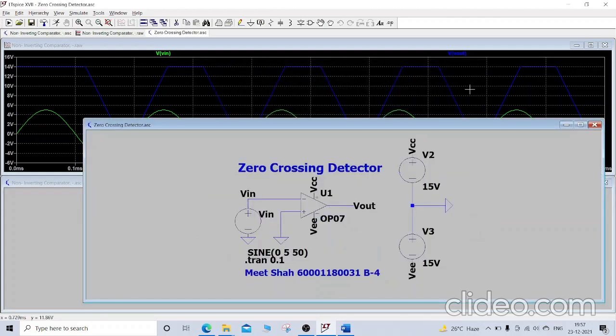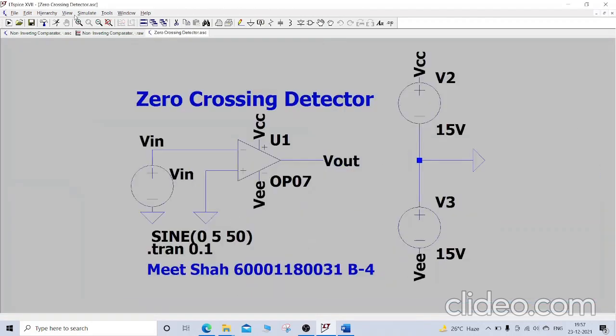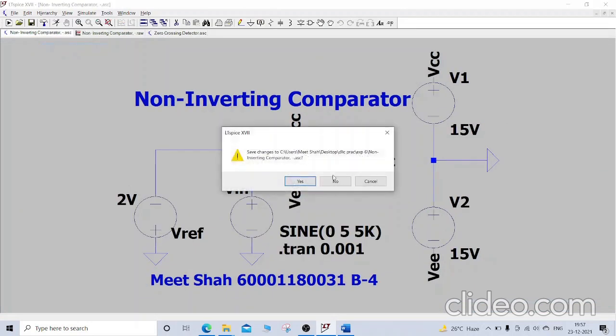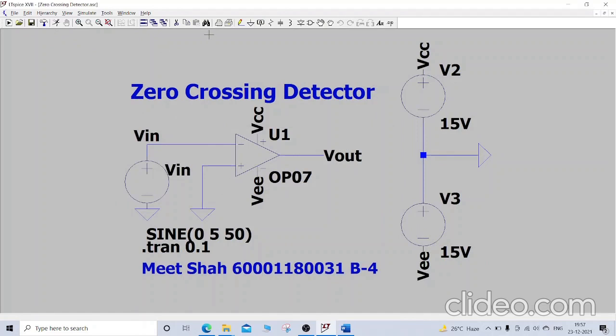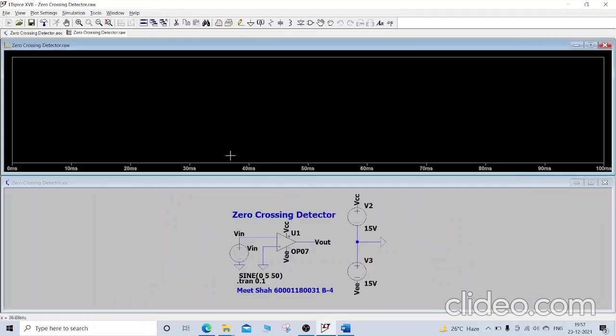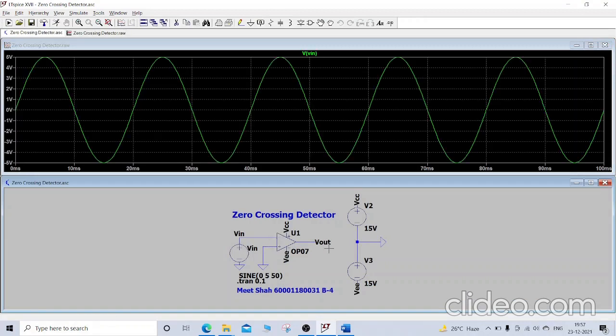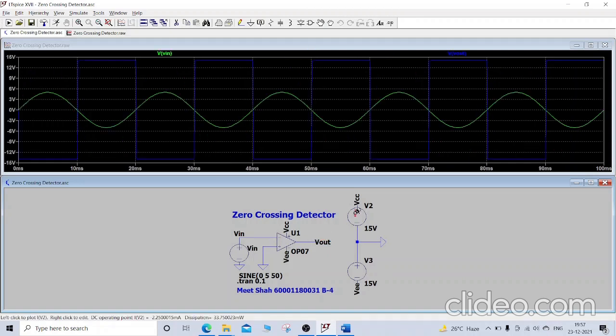Zero crossing detector. We close non-inverting comparator. So here we have zero crossing detector. Now we'll simulate this. So we are getting a square wave as our output for zero crossing detector.